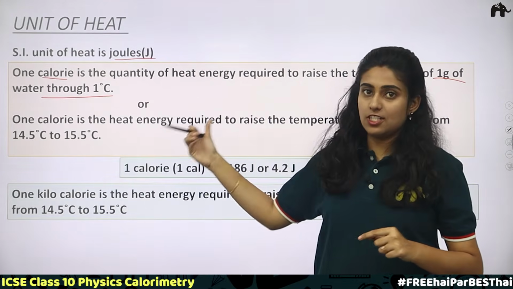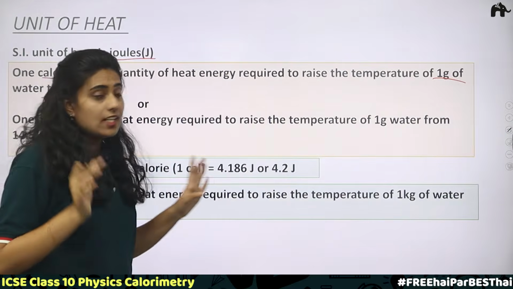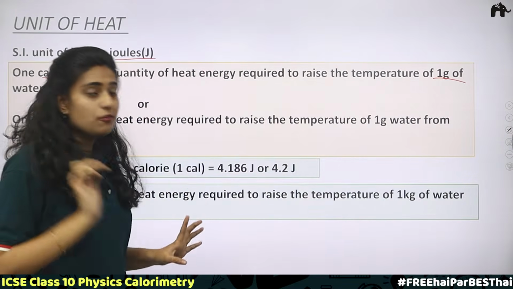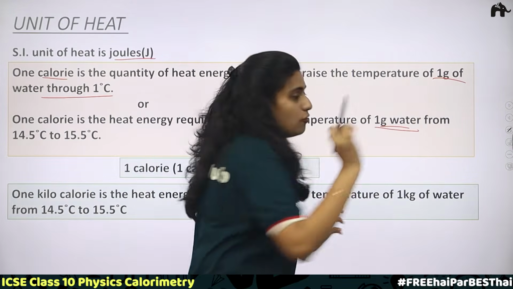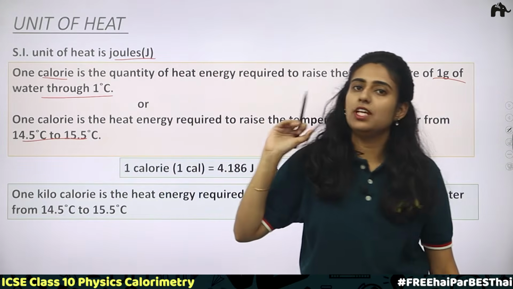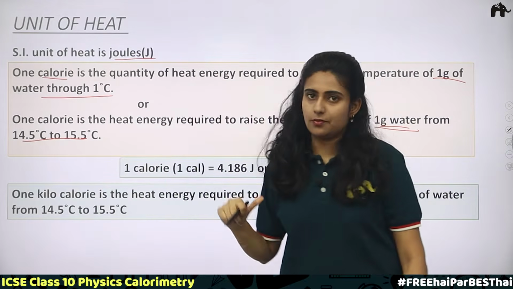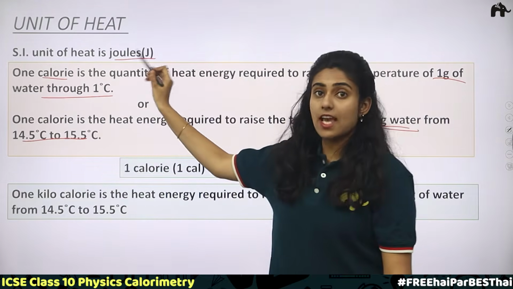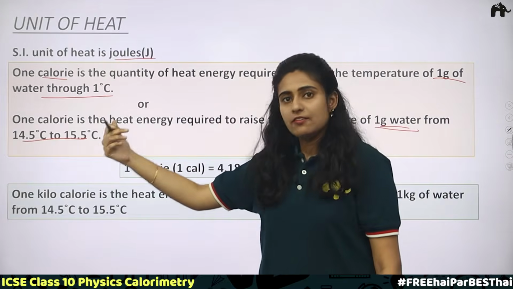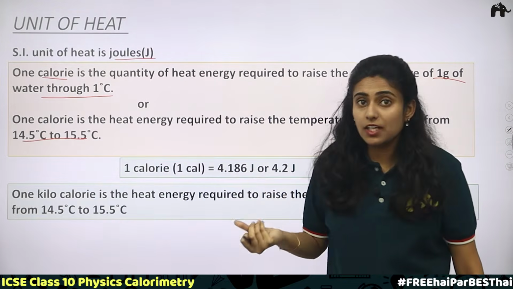The more precise definition is that 1 calorie is the heat energy that is required to raise the temperature of 1 gram of water from 14.5 degrees Celsius to 15.5 degrees Celsius. So this is a more precise definition of calorie. Okay. So you have one unit which is the SI unit and a commonly used unit which is calorie. This is a smaller unit. Now we have a bigger unit.